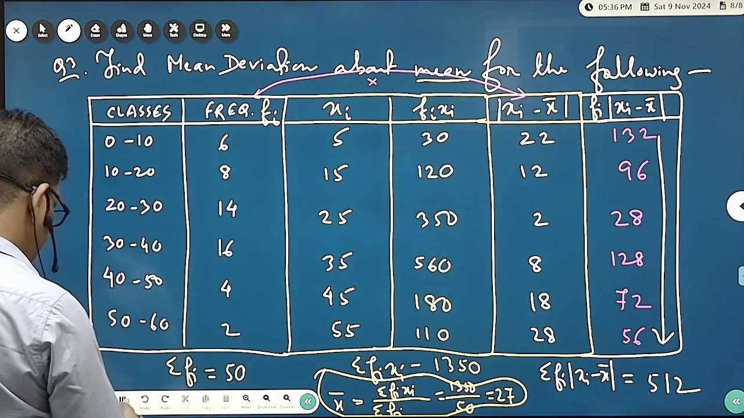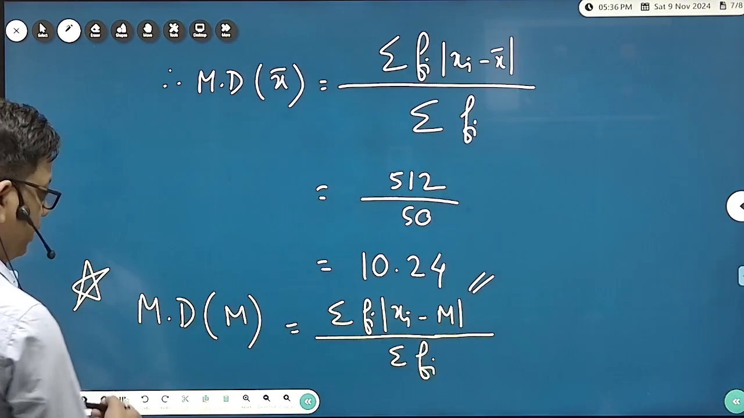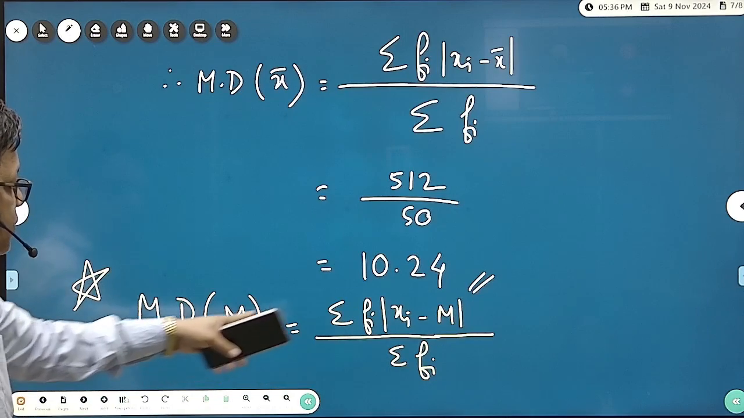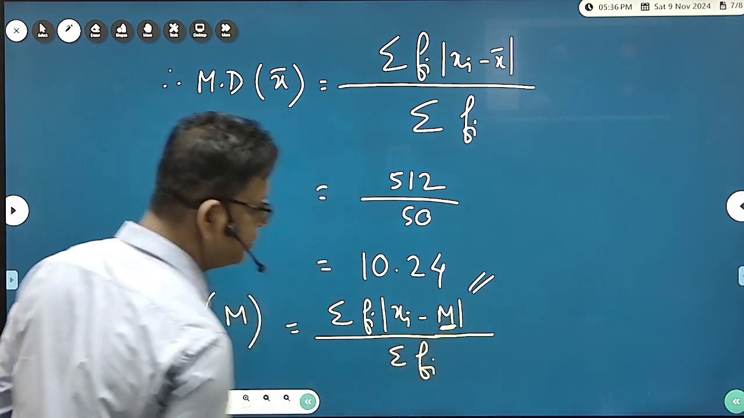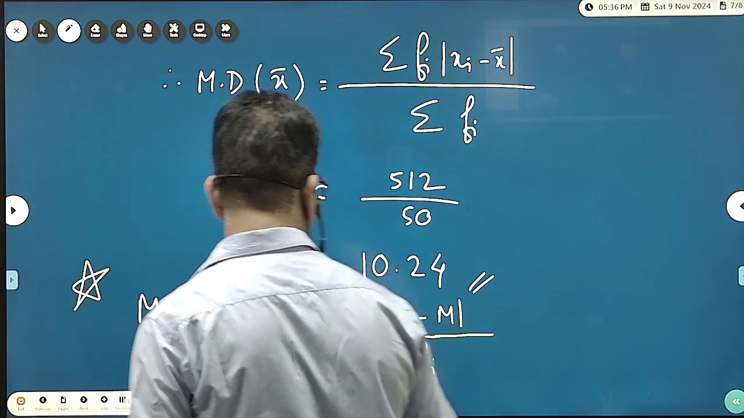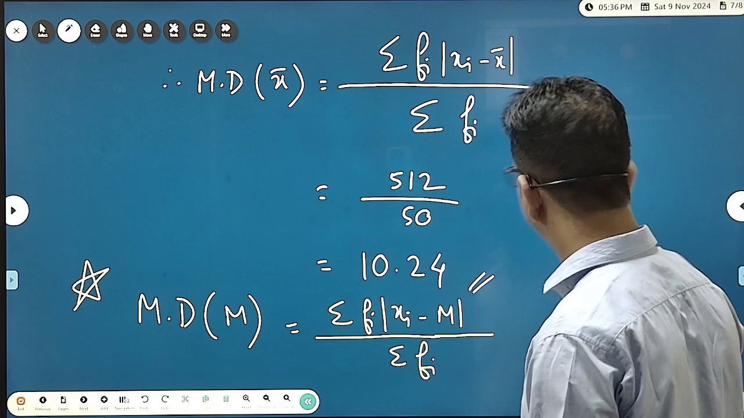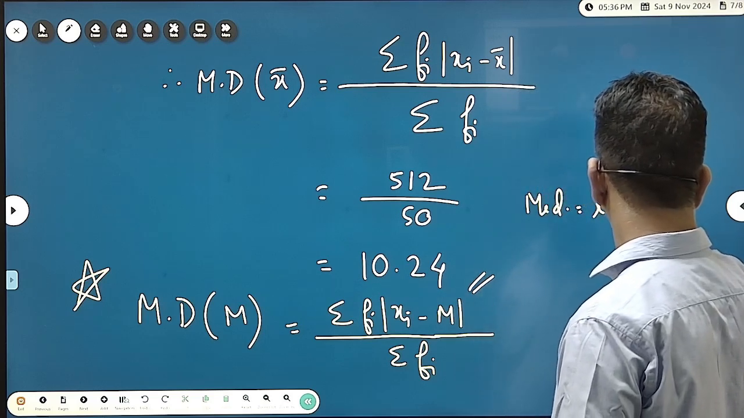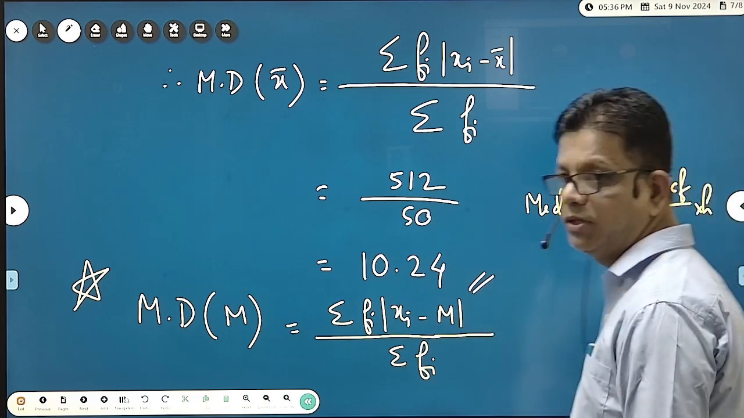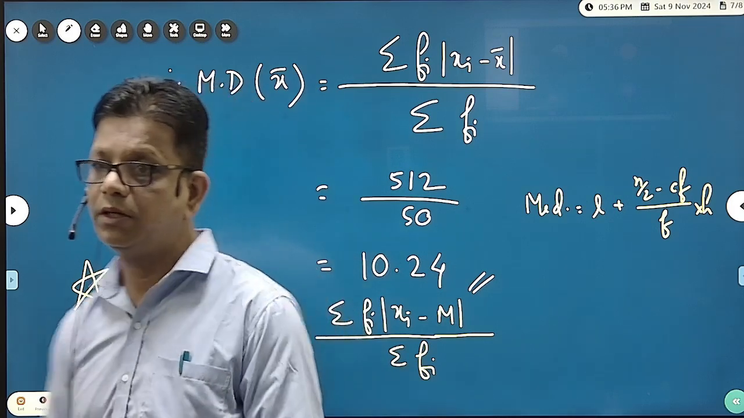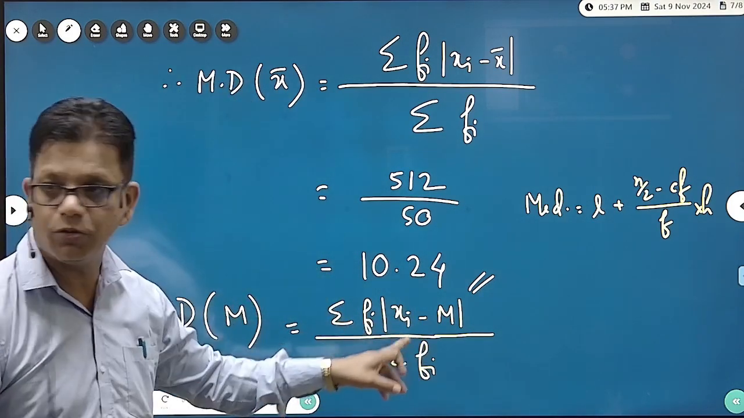So now in the second one, to find the mean deviation about median, what will we find first? Median we will find. I hope you all remember the formula. For median, the formula was L plus n by 2 minus Cf by f into h. So you use this formula, get the median first. And then these two columns are to be added.